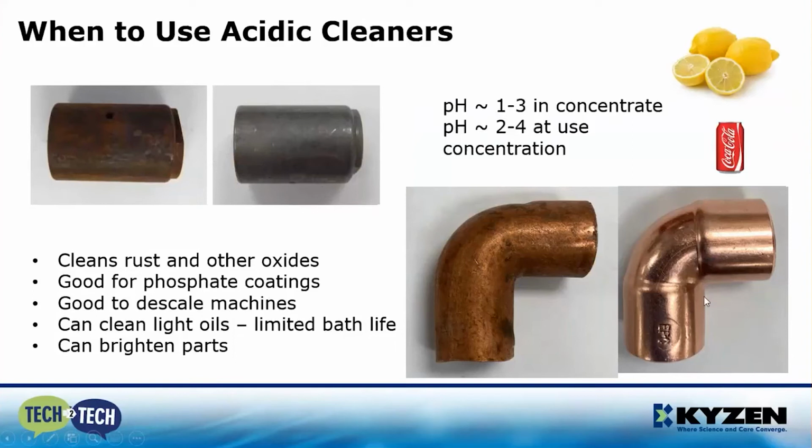From a pH perspective, we're in that 1 to 3 range on the concentrate. Lemon juice. In fact, citric acid is what we use a lot in the industry to brighten up parts. So that means once you're using that at the 10% concentration, you're into the soft drink range. So you're even safer. What's the drawback? You can clean some light oils with acids, but your bath life is going to go down very fast because they're not meant to clean oils. They're meant to clean oxides.